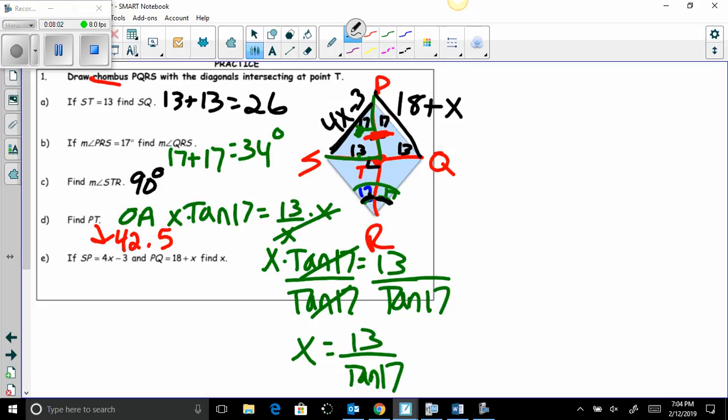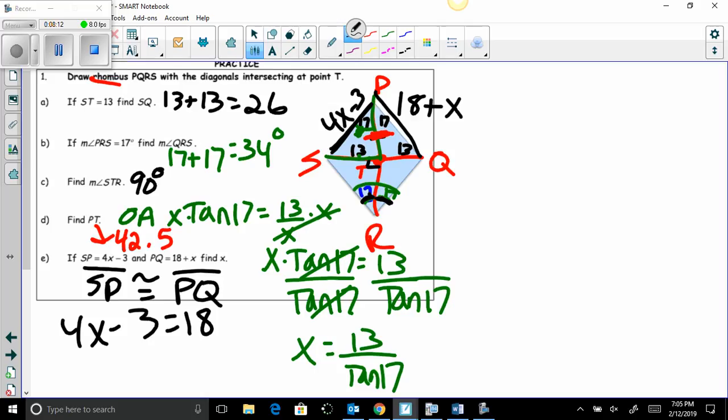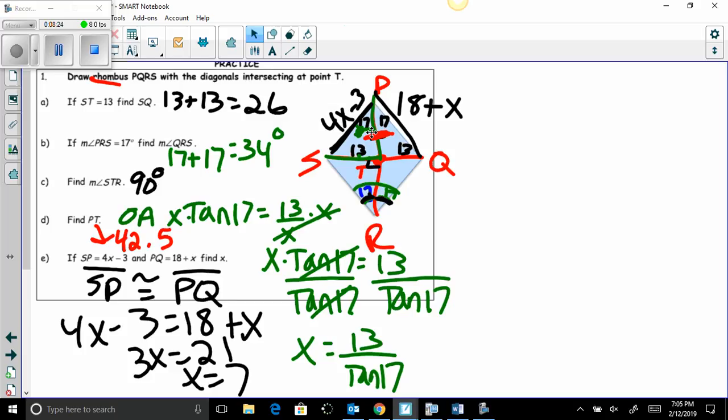So SP would have to be congruent to PQ. Therefore, 4x minus 3 is going to have to equal 18 plus x. So if I do my math here, I get 3x equals 21, so x has to equal 7. So in order for that to hold true, x would have to be 7. All right, let's go on to our rectangle.